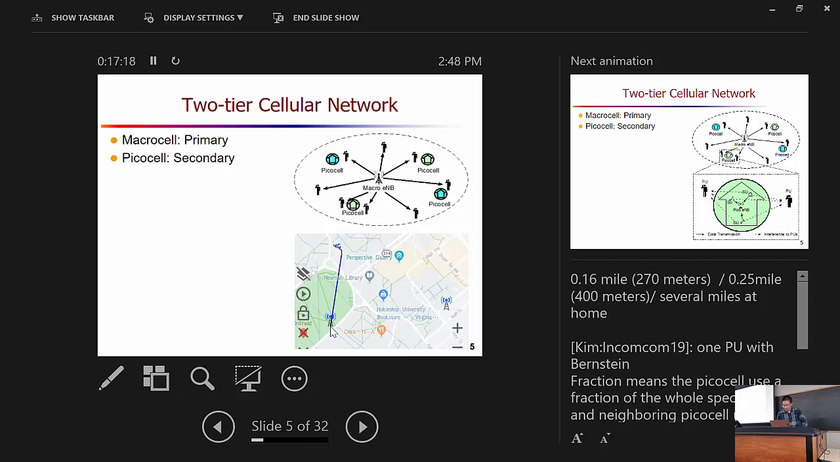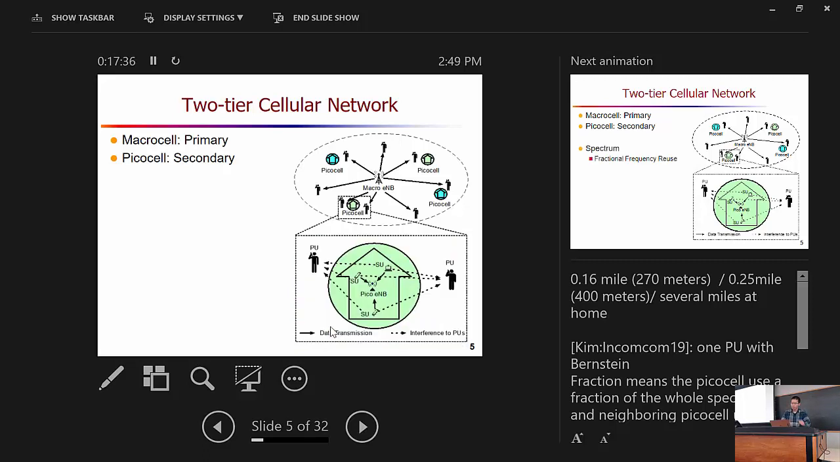So this tells you that for now the distance between your cell phone and your cell tower is hundreds of meters. In the future, maybe there will be some small cells in your building, some kind of access point that serves a lot of users in the room. So that's what we are looking at.